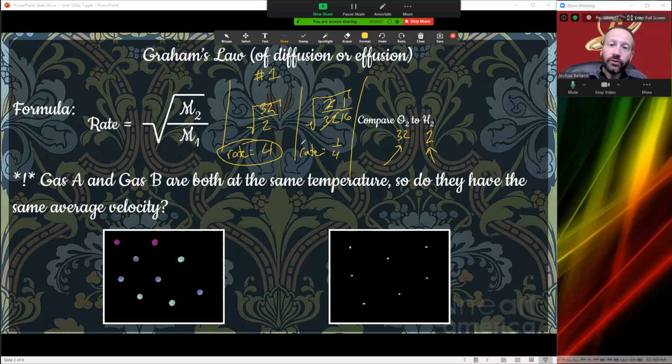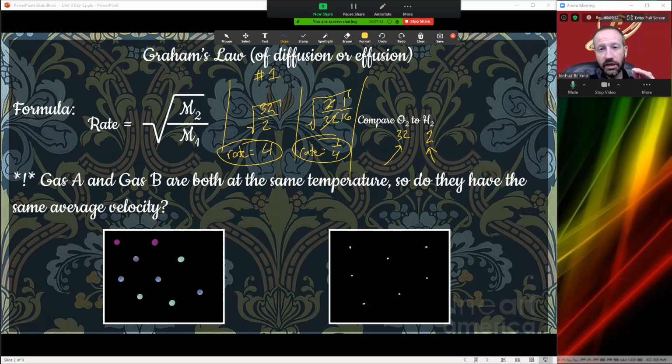Now, what if we had flipped them and we got this rate equals 1/4? Well, that would tell you oxygen moves at 1/4 the speed of hydrogen. Now, how do I know that? Because oxygen's heavier, right? I mean, this is the easy concept stuff, right?